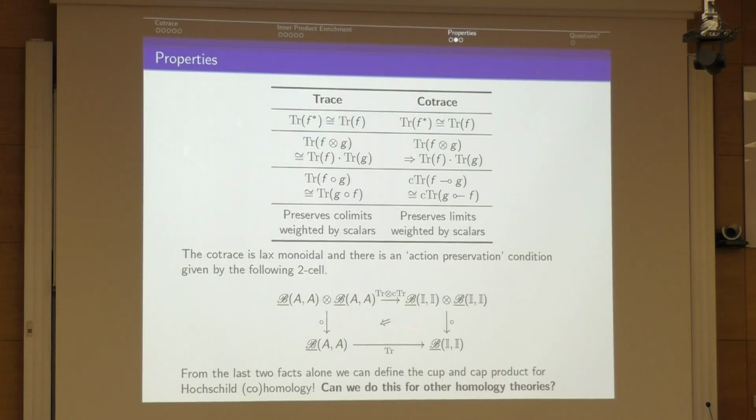So this fact here means that you send internal monoids and internal modules to internal monoids and internal modules, and that means that Hochschild homology and cohomology have a cup and cap product. So one question that I would like answered is, can we do this for other homology theories? Is there some setup where we build bicategories and then we have varied Hochschild homology?